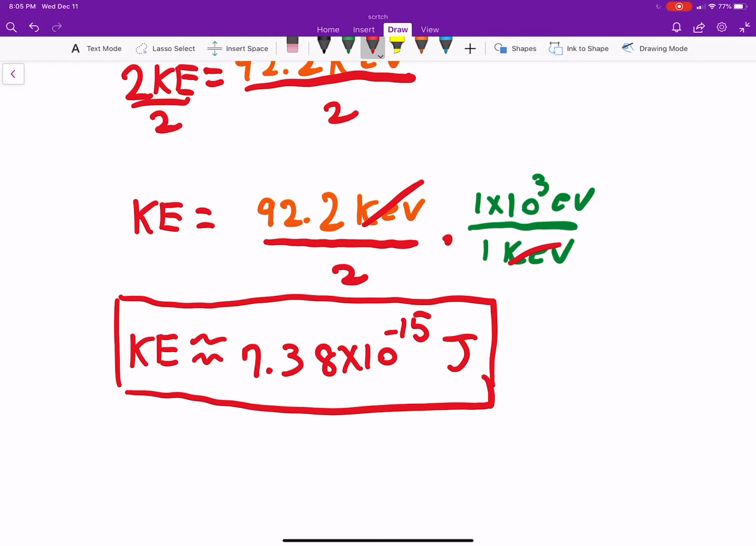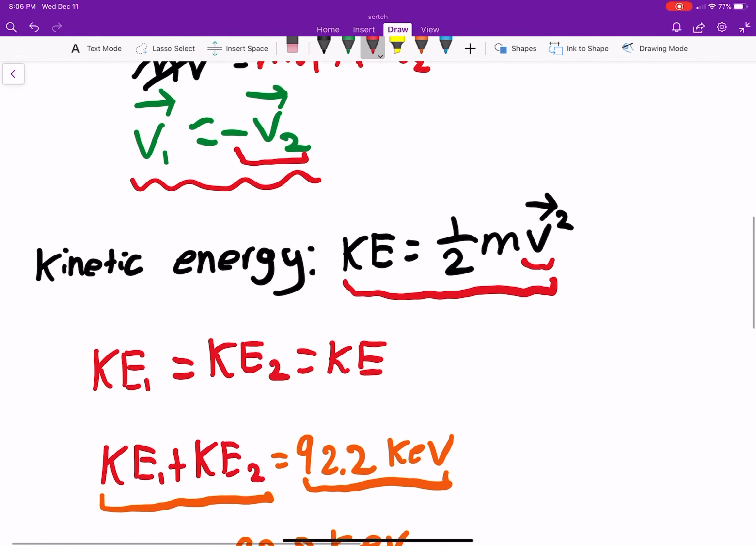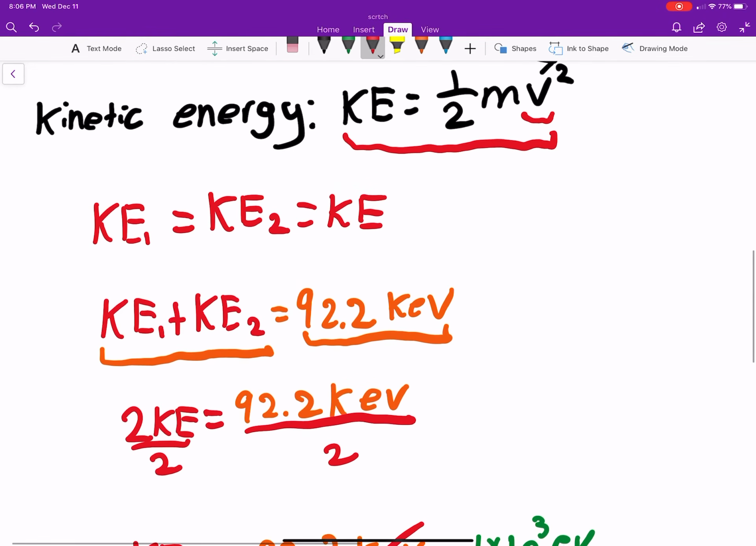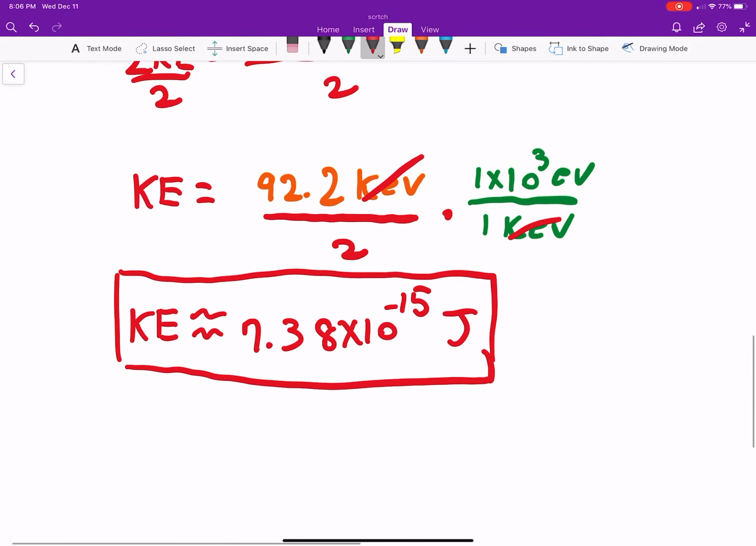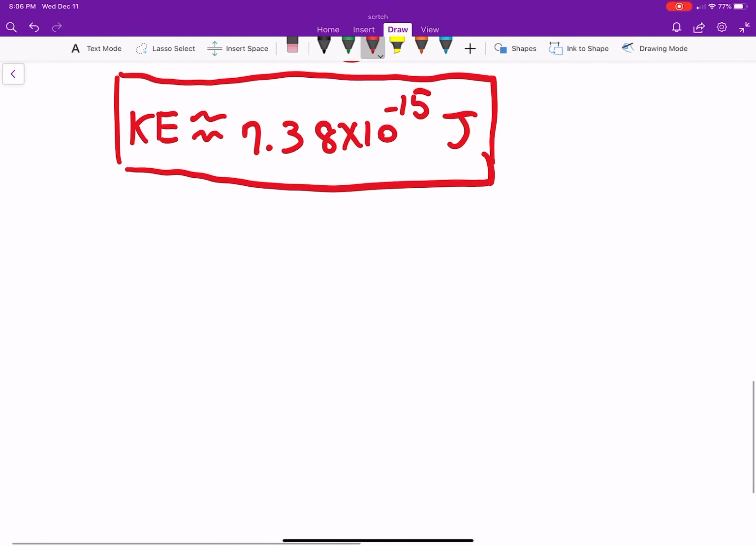Okay. So there we go. All done. Well, that was part A. Is there a part B? Oh, we have to find the speed now. Okay, well, that's all right. We have to find the speed of... Okay, they both have the same speed, so that's actually kind of nice.